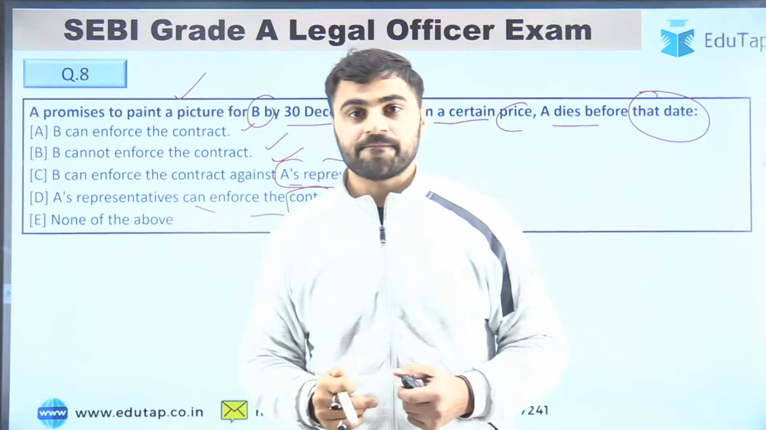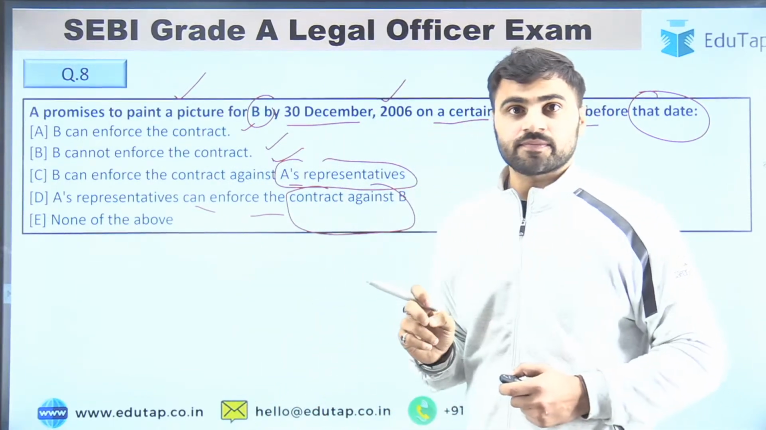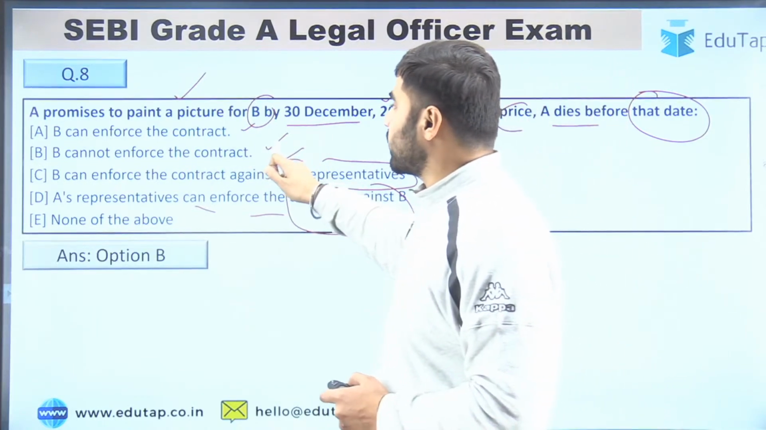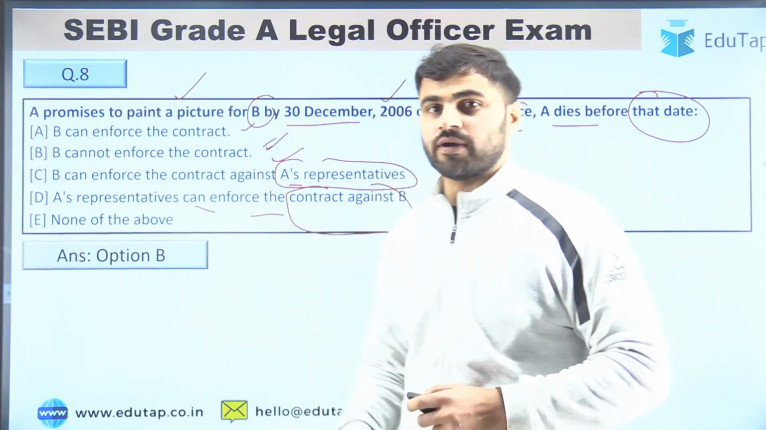Tell me guys. So the right answer for question number 8 is option number B, that is, B cannot enforce the contract. Right friends? B cannot enforce the contract.